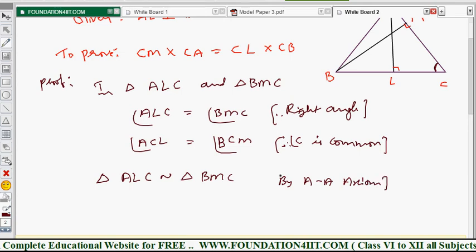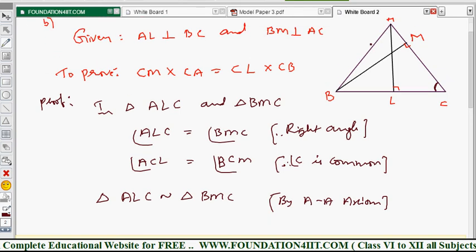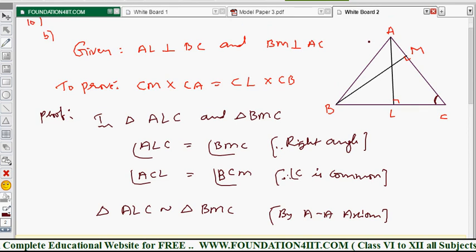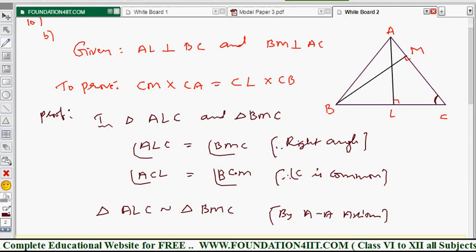Okay, we can use this. Now whenever two triangles are similar, then corresponding sides are in the same ratio, right? So from ALC, the hypotenuse is CA, and from BMC the hypotenuse is BC. So I am taking corresponding sides in the same ratio. Therefore CA by BC is equal to the other sides, CL by CM. CL is this one and CM is this one.